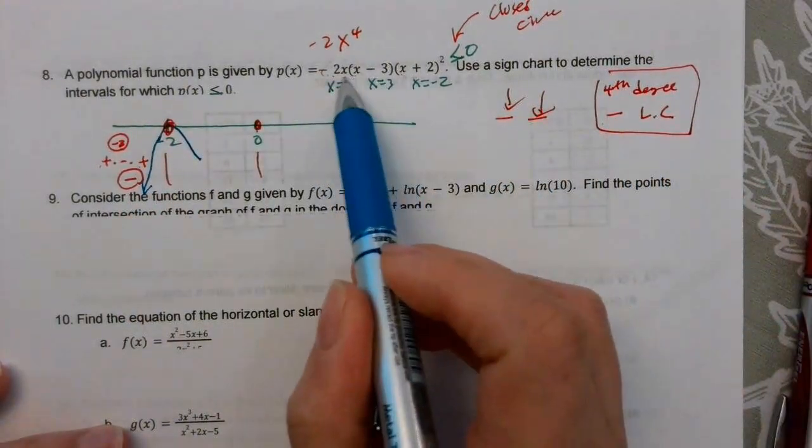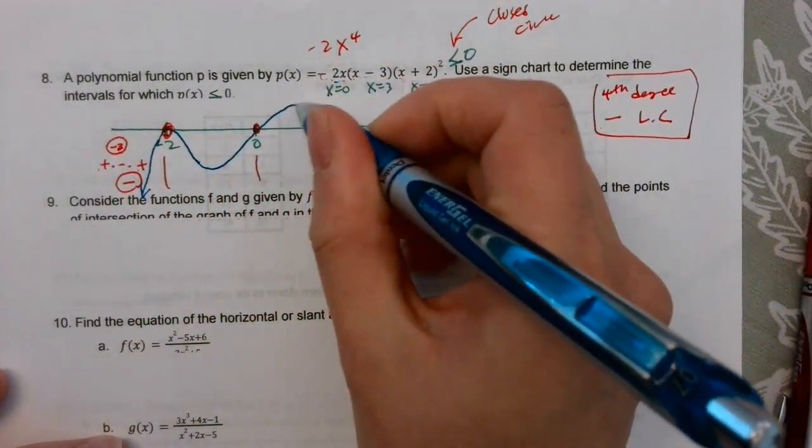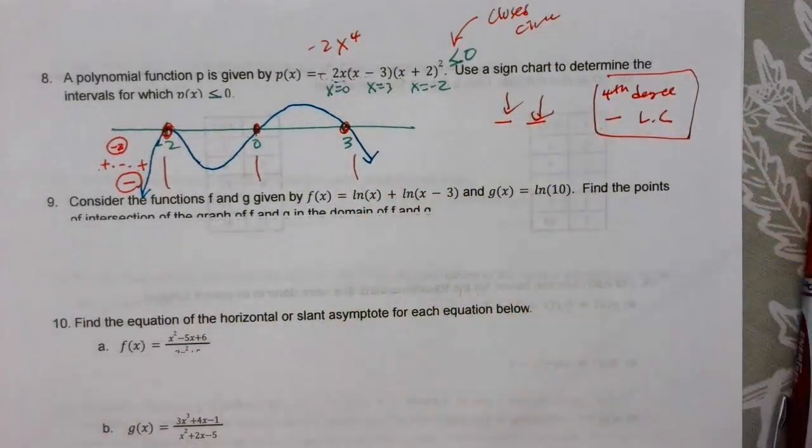At 0, it's a multiplicity of 1, so it's going to go straight through it. And at 3, it's a multiplicity of 1, so it's going to go straight through it. So, this is what it looks like when I sketch it.